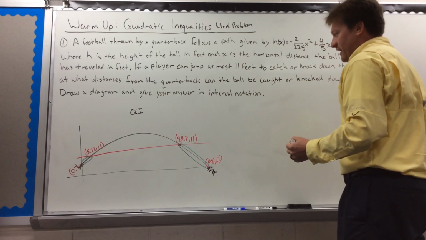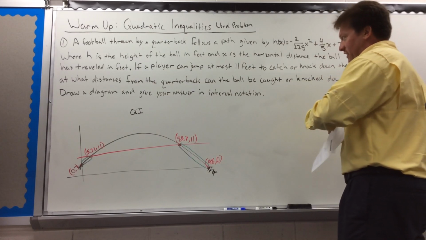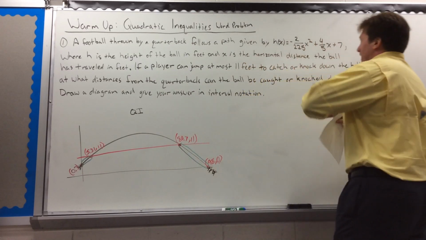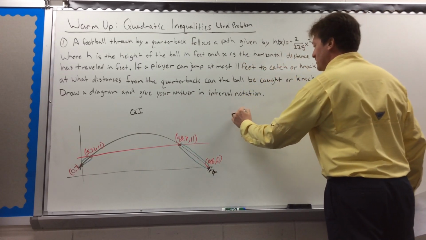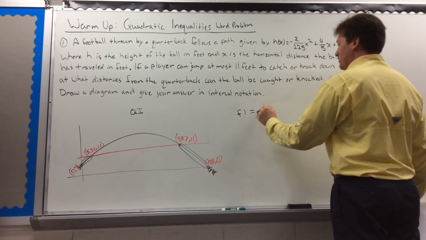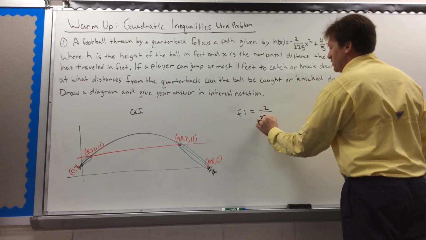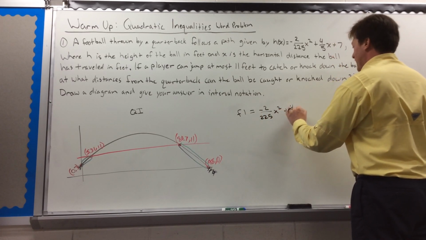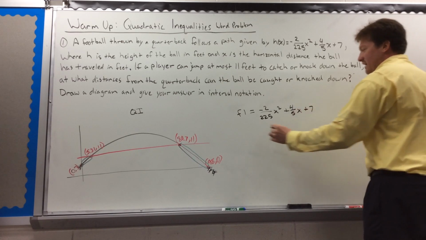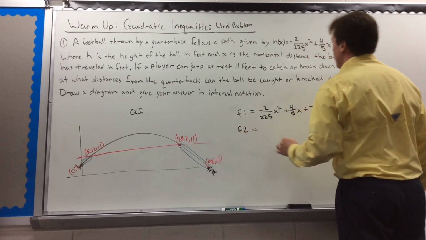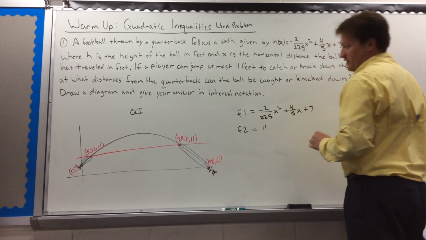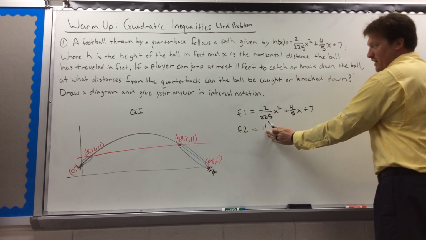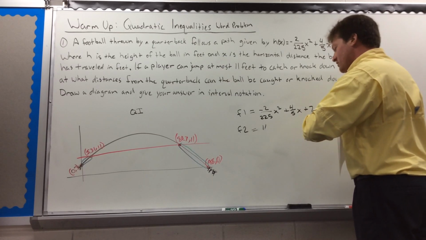So in order to show that, I have to do interval notation with all the x values to see which one works. So basically, I'm doing this in my calculator. I've got my first function, f1 is equal to negative 2 over 225x squared plus 4 over 5x plus 7. And then f2 in your calculator was just 11. And we were looking at when was this graph lower than this graph, and we're creating an inequality.